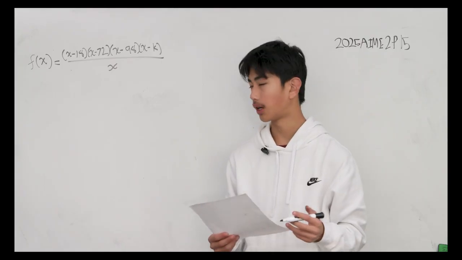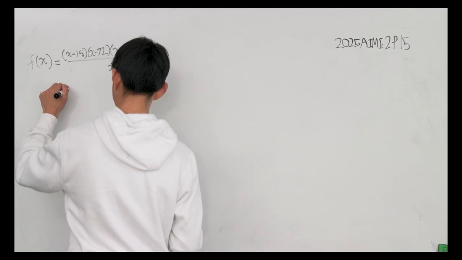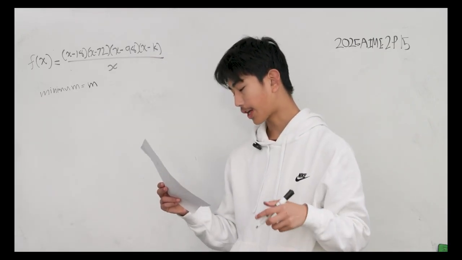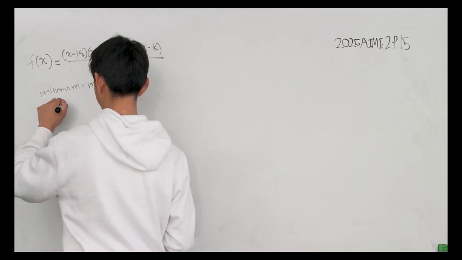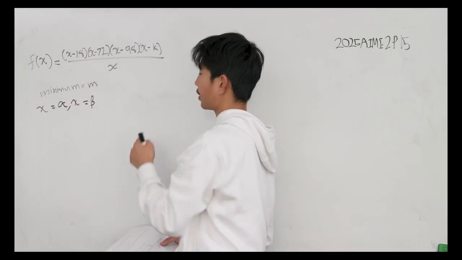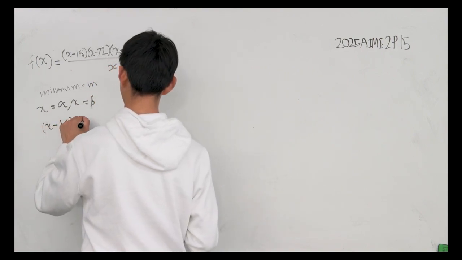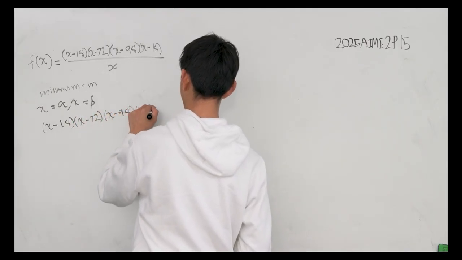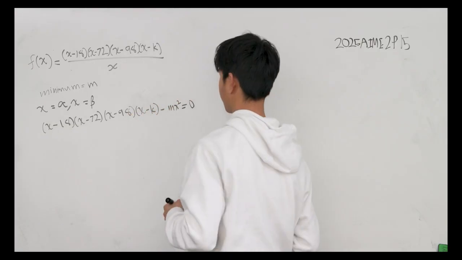Now, what we can do for this problem is we set a minimum value m. So the minimum, just say, is m. We know this minimum occurs at 2 positive real numbers, x. So let's call them x equals alpha and x equals beta. Then this equation right here becomes (x - 18)(x - 72)(x - 98)(x - k) - mx squared equals 0, because there's a square.